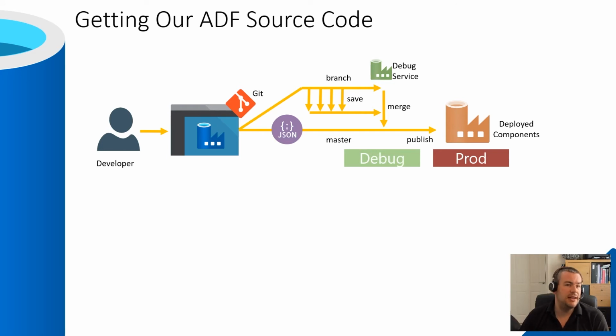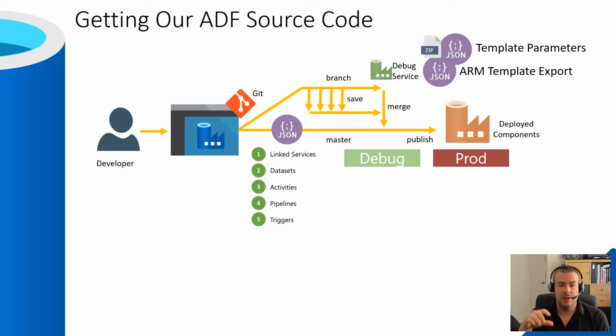So if we say, well, getting our ADF source code, what we could do is from our master branch or our feature branch or whatever, we can access those 5 components that I talked about in the beginning, our link services, datasets, etc. And those JSON artifacts will all appear separately, and we will have one JSON file per link service, per dataset, etc. And those will be available to us, so we can get to them directly from our repo.